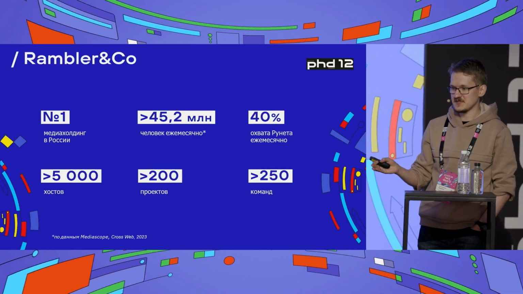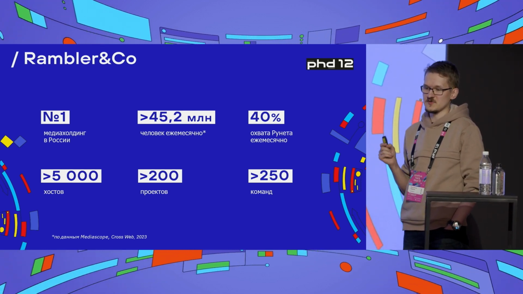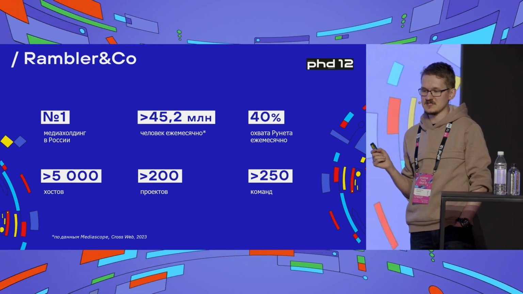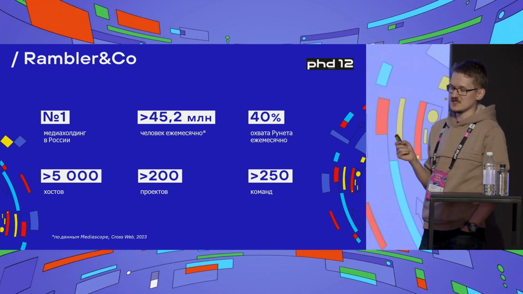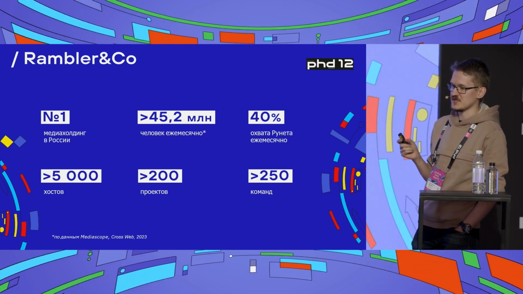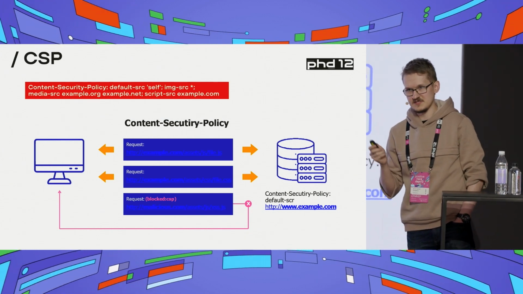Rambler and Co. is the top 1 media holding in Russia. We are huge and have lots of different teams. It's very hard to implement a general process, so CSP is a process that is very difficult to quickly roll out across all of them.